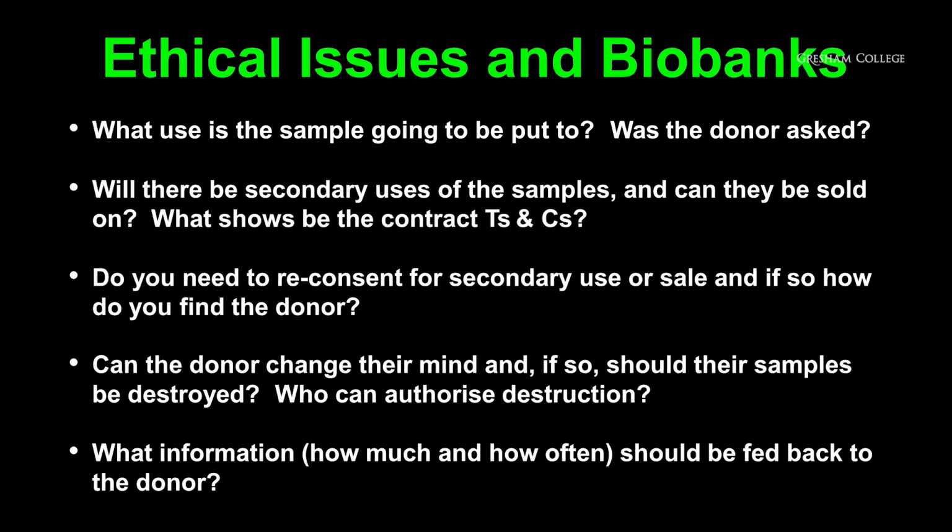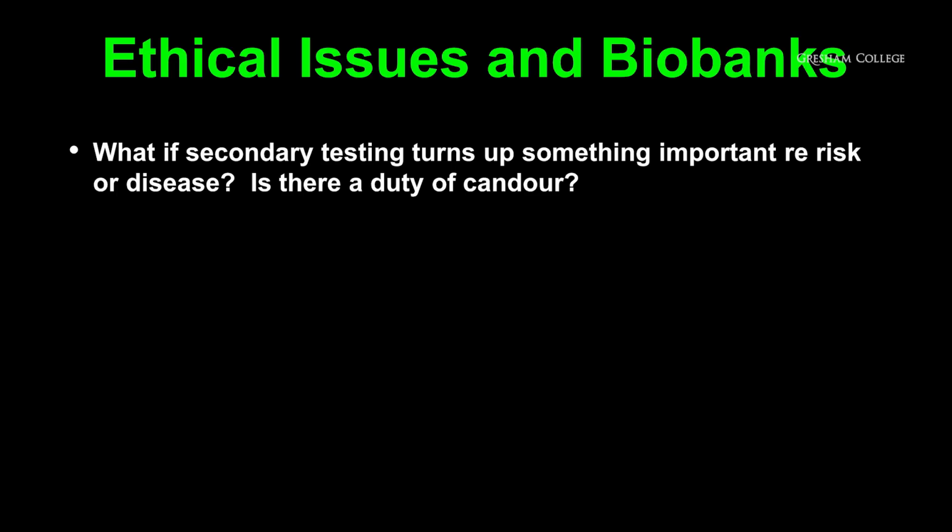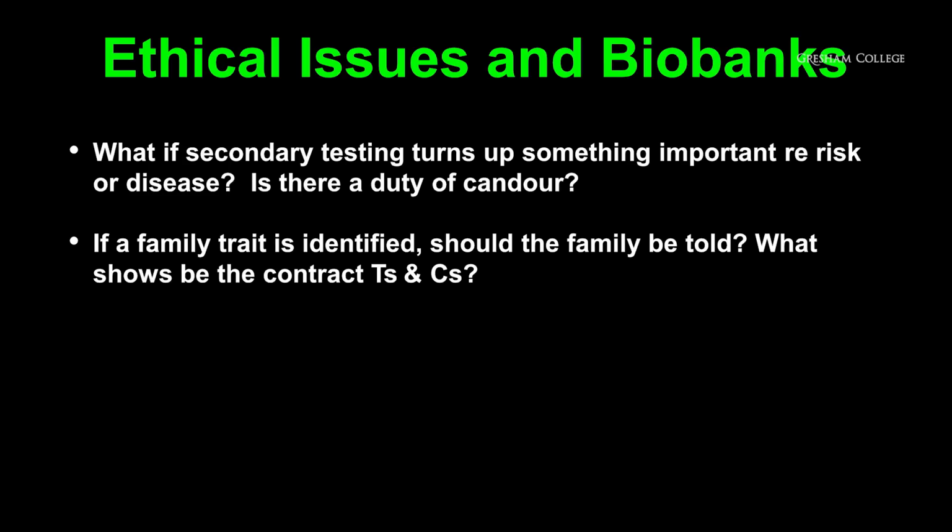If testing any of those samples turns up something, from this biological sample you've left with me, we do some tests on it, and it turns out that you've got a disease which we didn't think of at the time, do I have a duty of candor to tell you about it? If I identify something which could, like those BRCA genes, be inherited in your family, do I have to tell your family?